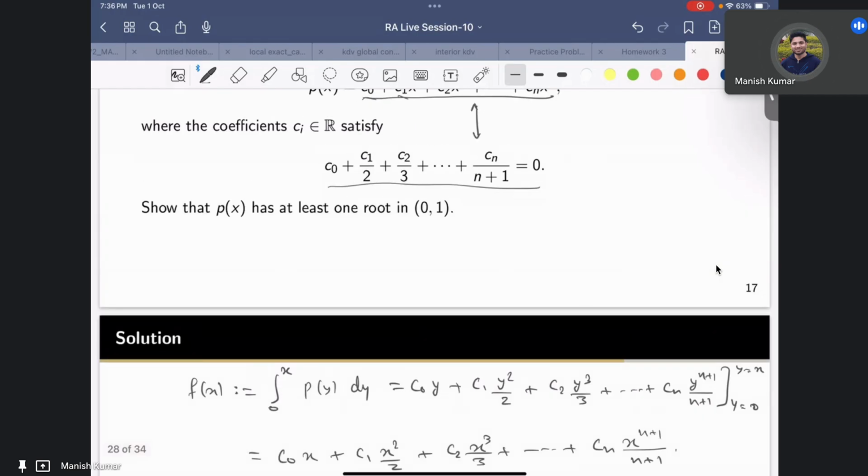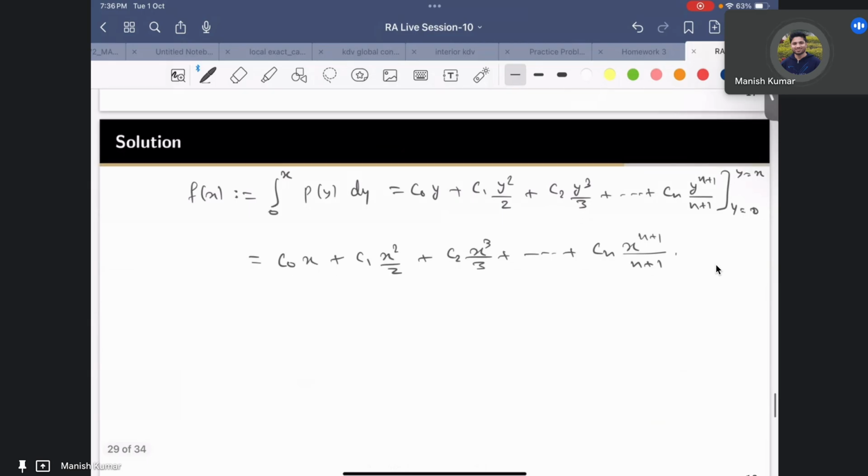Now again, this is clearly a continuous function. In fact, it is differentiable. I don't know whether you are aware of the fundamental theorem of calculus. Are you aware of that theorem?